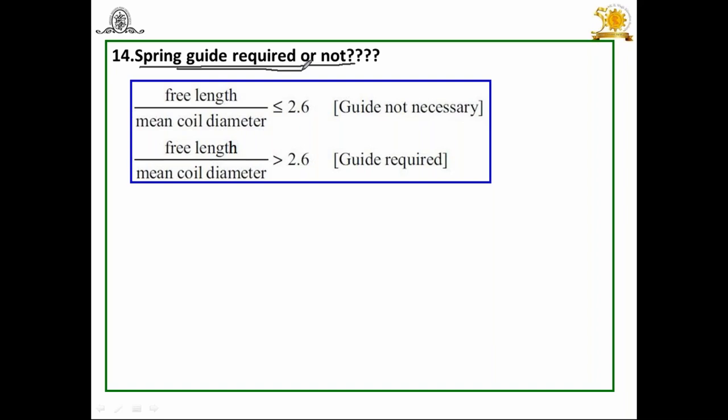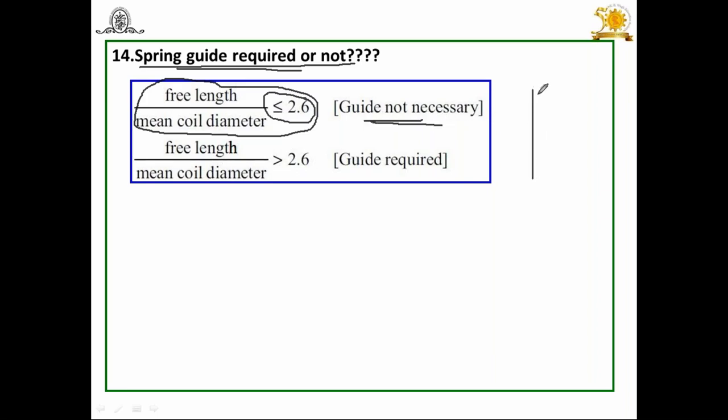These relations are given here. What are these relations? Now here, you have to check whether the spring guide is required or not. For that purpose, use the first relation, free length upon mean diameter. That ratio you have to find out: free length upon mean coil diameter. If this free length upon mean coil diameter is less than or equal to 2.6, the guide is not required.